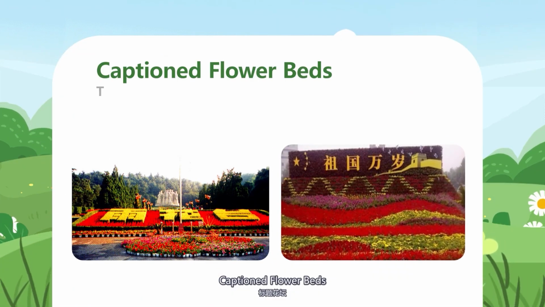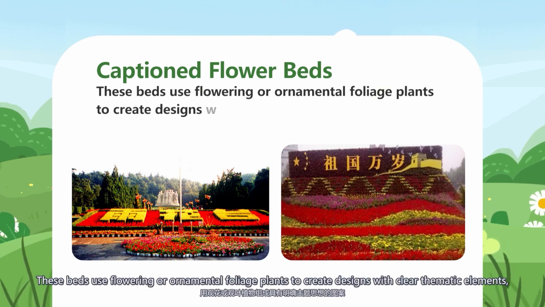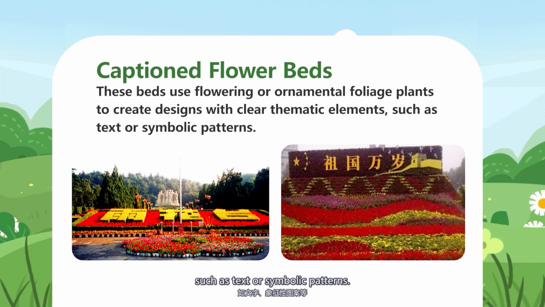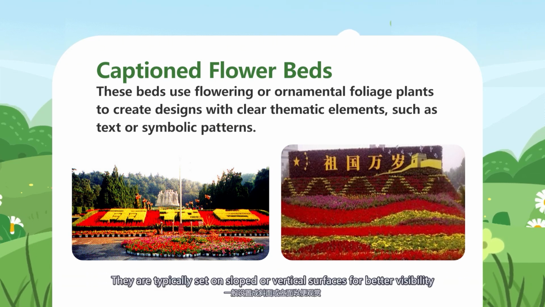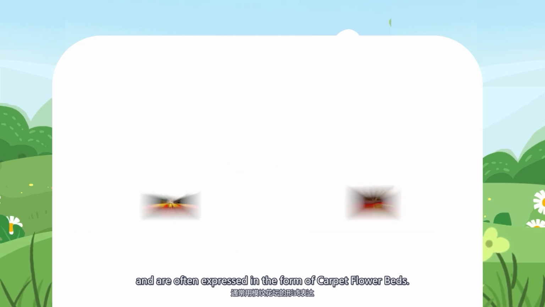Captioned flower beds. These beds use flowering or ornamental foliage plants to create designs with clear thematic elements, such as text or symbolic patterns. They are typically set on sloped or vertical surfaces for better visibility, and are often expressed in the form of carpet flower beds.